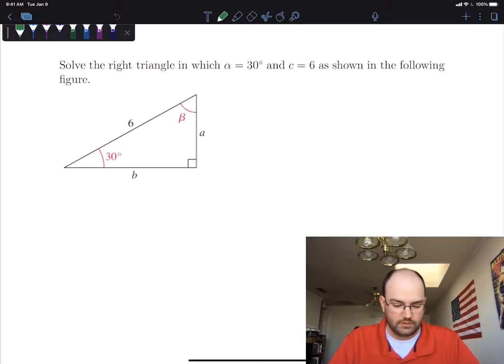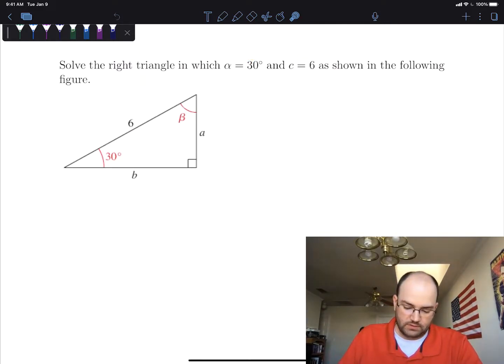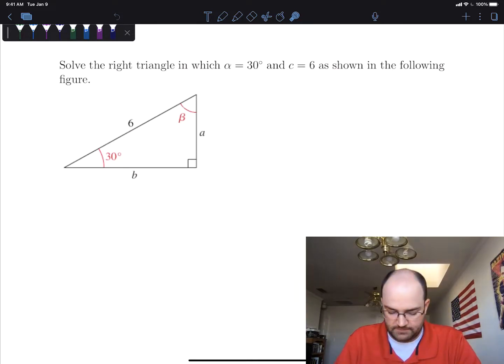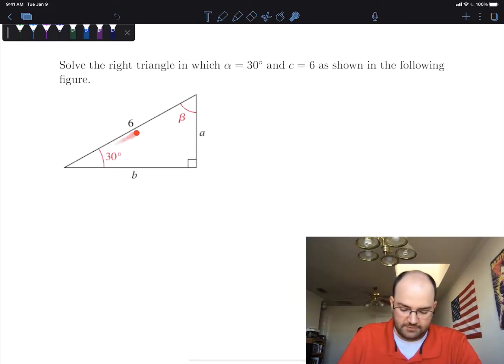Hello. In this video, we want to solve the right triangle in which alpha equals 30 degrees and c equals 6, as shown in the following figure. So, here's the thing. We have a figure here that is a right triangle. We don't know the legs, they're A and B. The angle that's opposite A is 30 degrees. The angle that's opposite B is beta.